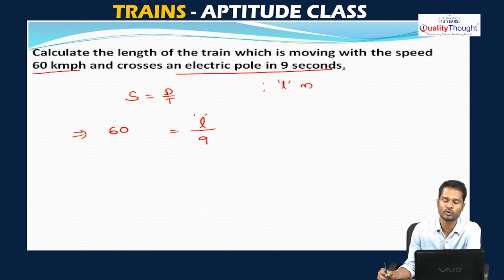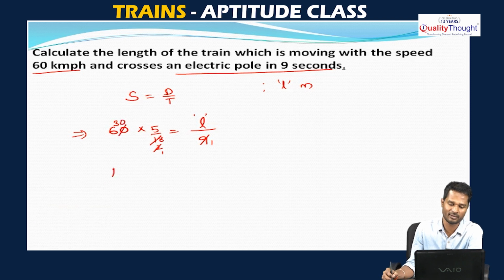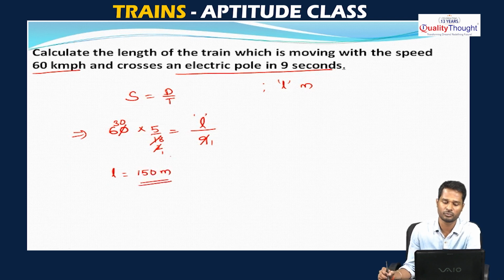So, this is 60 kilometers per hour. As the length of the train is in meters and the time is in seconds, convert this speed also into meters per second by multiplying with 5 by 18. So, to convert any speed from kilometers per hour to meters per second, multiply the original speed with 5 by 18. So, this will be 9 ones are 9, 9 twos are 18; 2 ones are 2, 2 30s are 60. So, the length of the train L will be equal to 30 into 5, that is 150 meters.